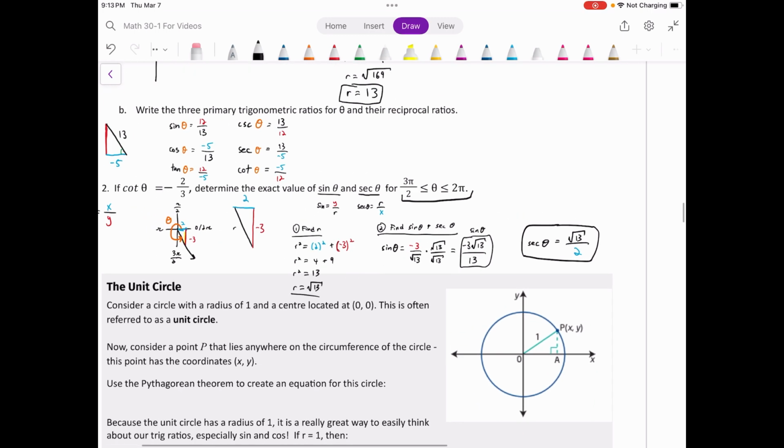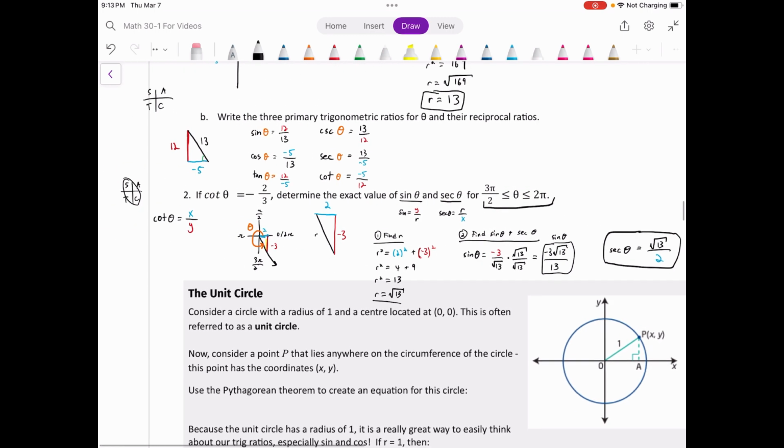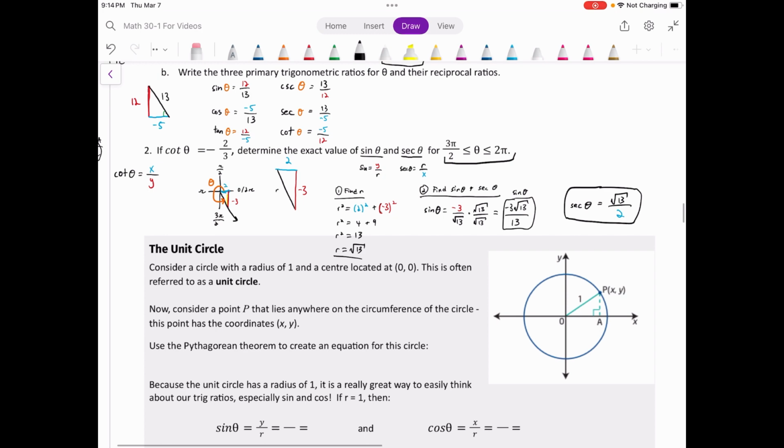Okay, so what did we do there? Again, we used the fact that cotangent theta was negative 2/3, and we were in the 4th quadrant, to figure out what the other ratios would be. We can find the third side of the triangle, and then it's just a matter of relating the sides to each other correctly with our trigonometric ratios.